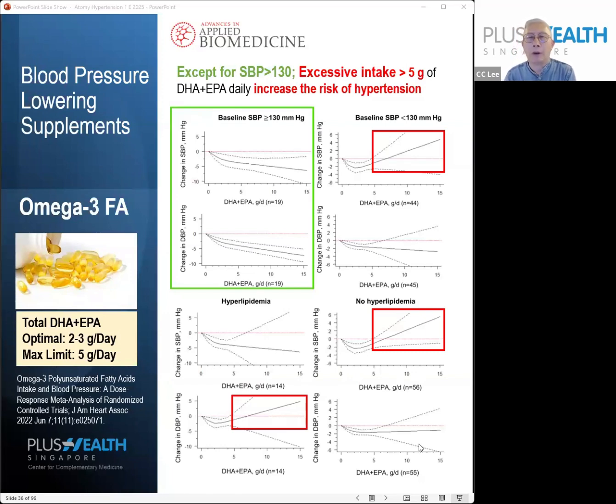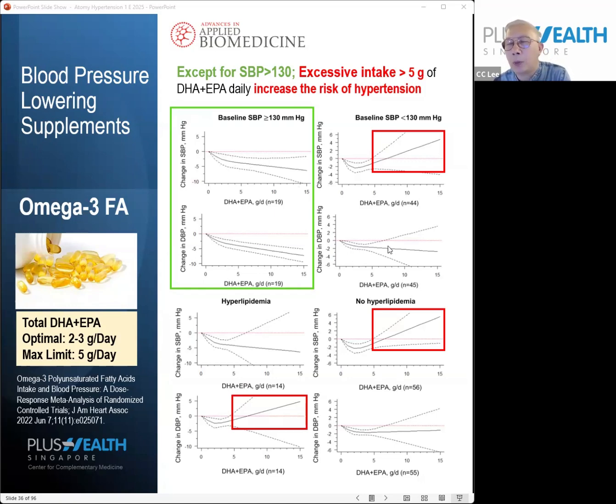Okay, now, if you are a hypertensive person, that means you are suffering from hypertension, then if you take a high amount of omega-3 fish oil, it will still benefit you because the blood pressure is still dropping. This is the green box. This green box shows that for hypertensive patients, as your amount of EPA and DHA increases, your blood pressure still goes down. So this is beneficial for people who have hypertension.